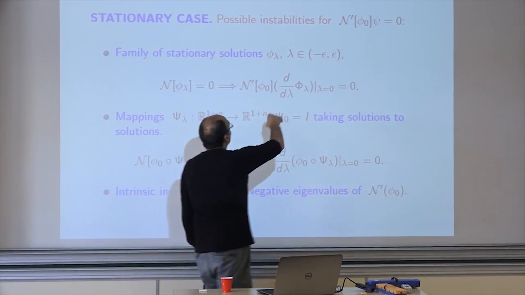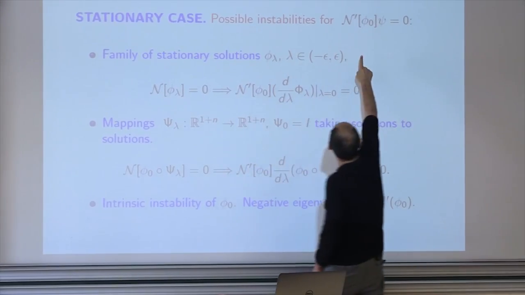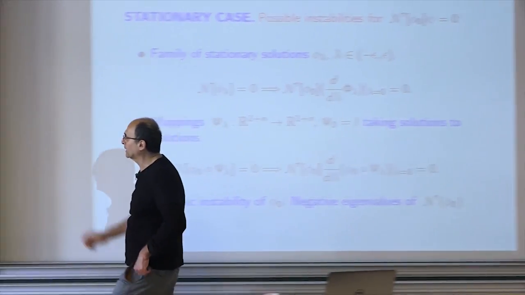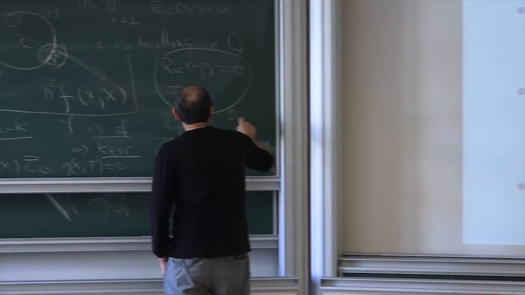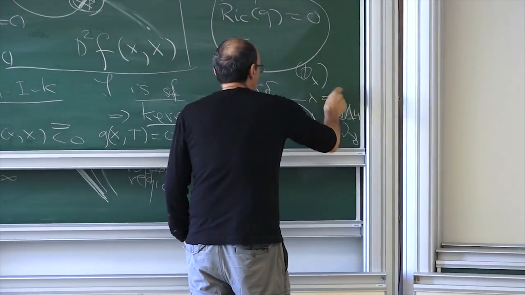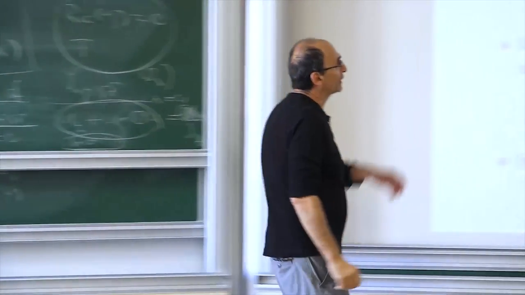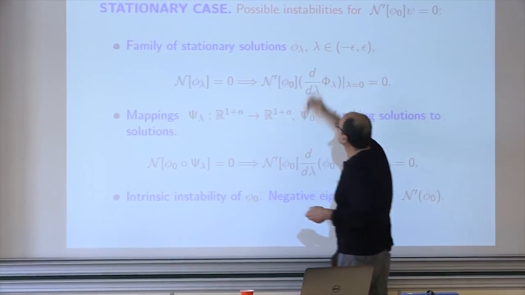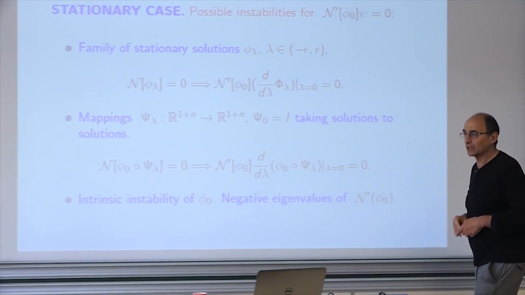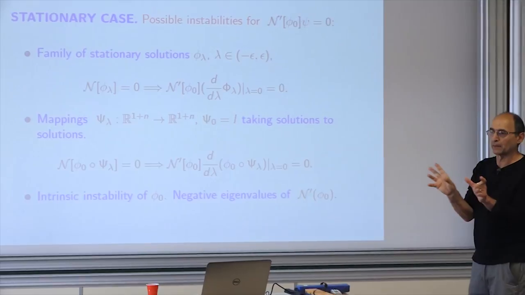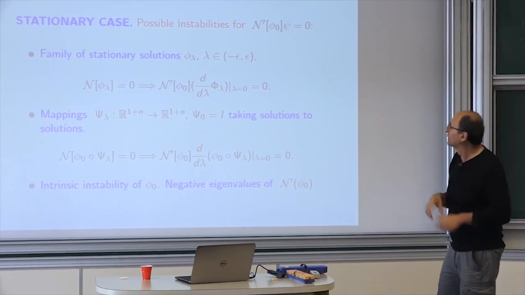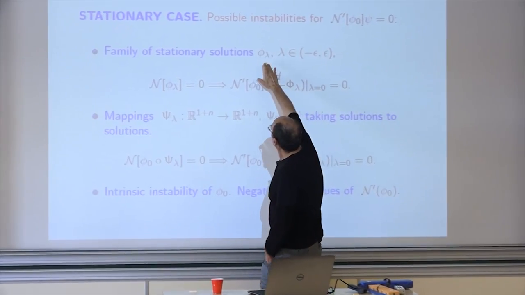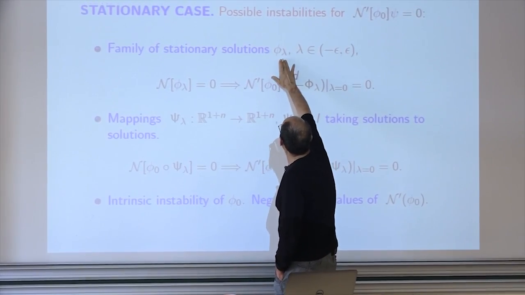Namely, if I have a family of stationary solutions, so phi zero is just one of my family. So I have phi lambda, and at lambda equal to zero, I have my phi zero, but I have in reality a continuum family, which is the case, of course, of the Kerr solution. The Kerr solution has a two-parameter family, right? It's A and M. So if I'm looking in this general case, I'm looking at the family.